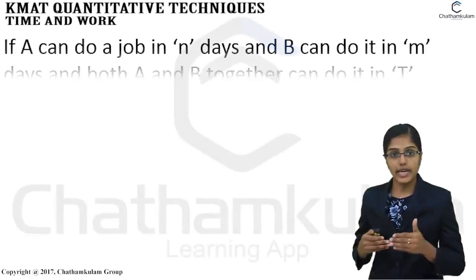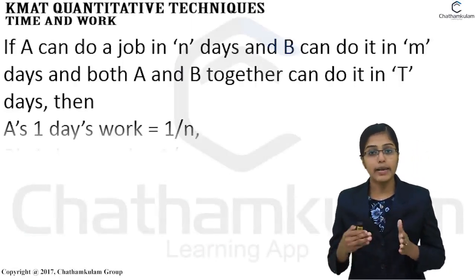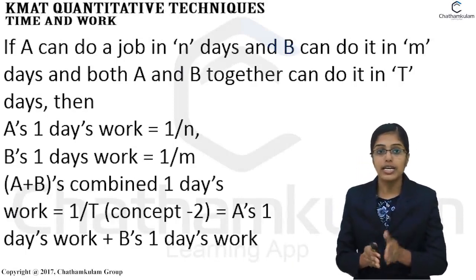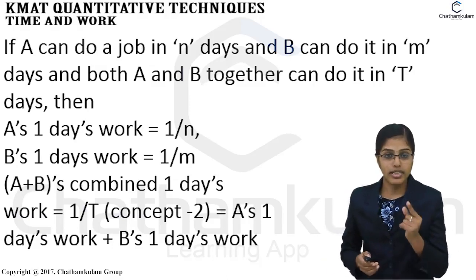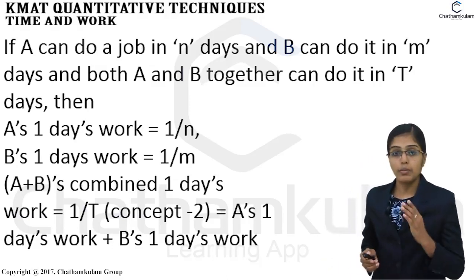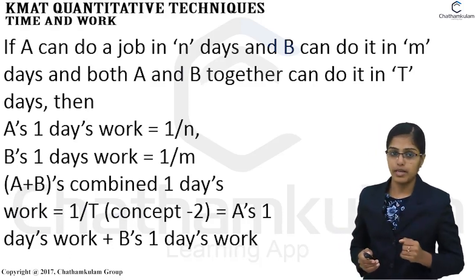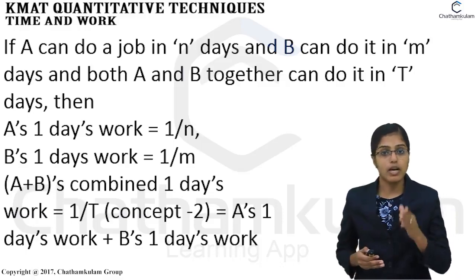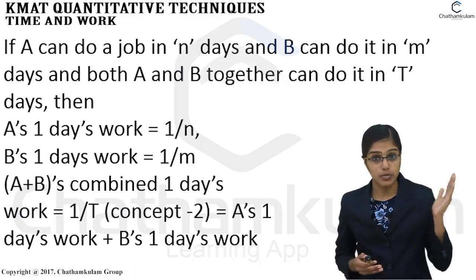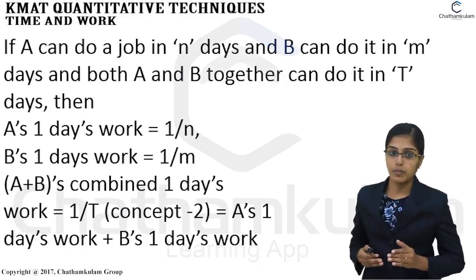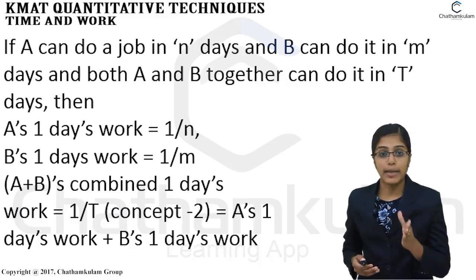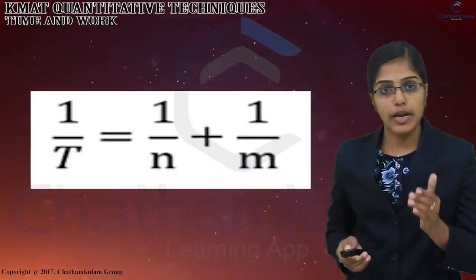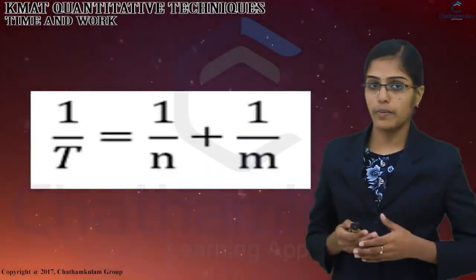So there is an example. If A can do a job in n days and B can do it in m days, and A and B together can do it in t days, then A's 1 day's work is equal to 1 by n and B's 1 day's work is equal to 1 by m. And in both cases, A plus B's combined 1 day's work is equal to 1 by t. That was in concept 2. So A's 1 day's work plus B's 1 day's work is A plus B's combined 1 day's work. So we can formulate a formula: 1 by t is equal to 1 by n plus 1 by m.